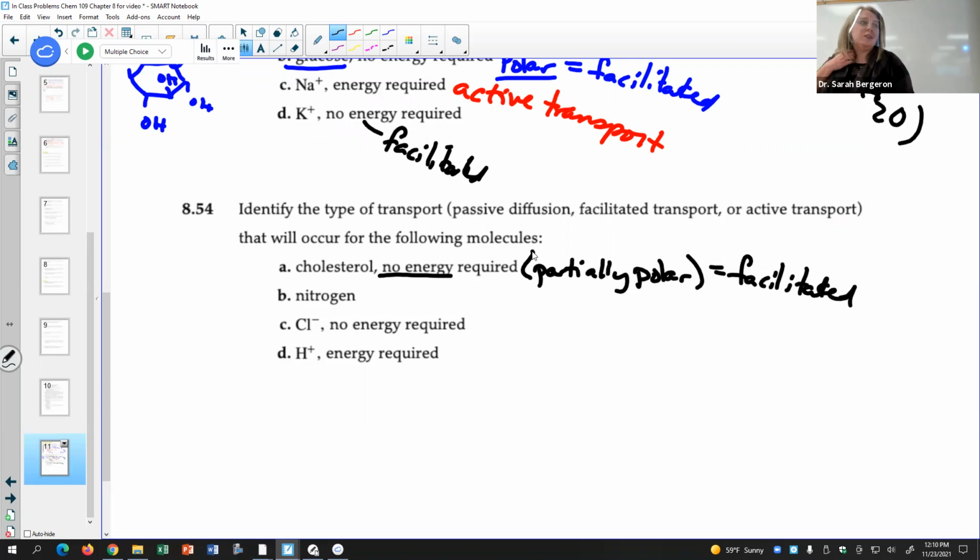Okay, nitrogen. Nitrogen doesn't exist all by itself. It's always going to exist in the diatomic state, so N2. So polar or non-polar? It's non-polar. It's two nitrogen atoms hooked together. If this is non-polar and it's small, it's just two atoms, it's tiny, what kind of transport are we going to have? Passive diffusion.